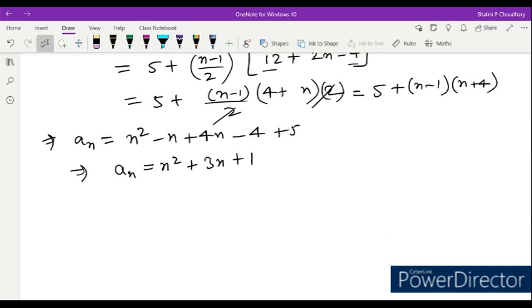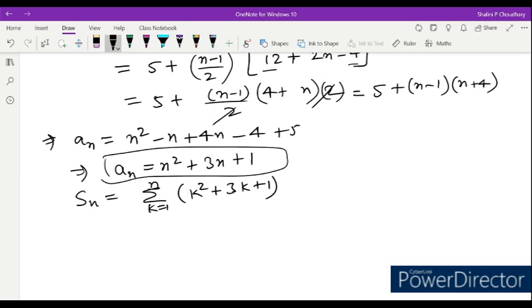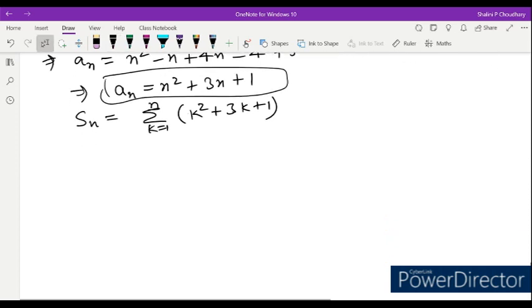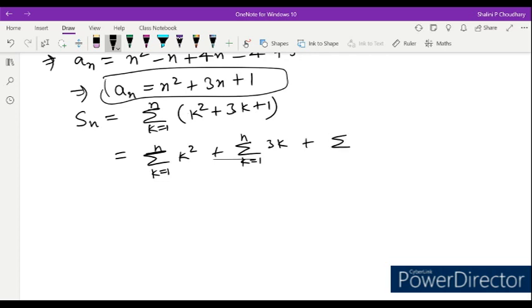Here we have to find Sn. So Sn will be the summation of, we can write k equal to 1 to n, k square plus 3k plus 1. This was the value of a n. Now we have to find the value of Sn. So this summation will be the summation for k equal to 1 to n of k square, plus the summation of 3k, plus the summation of 1, which, summed n times, will be equal to n. We can write directly n.